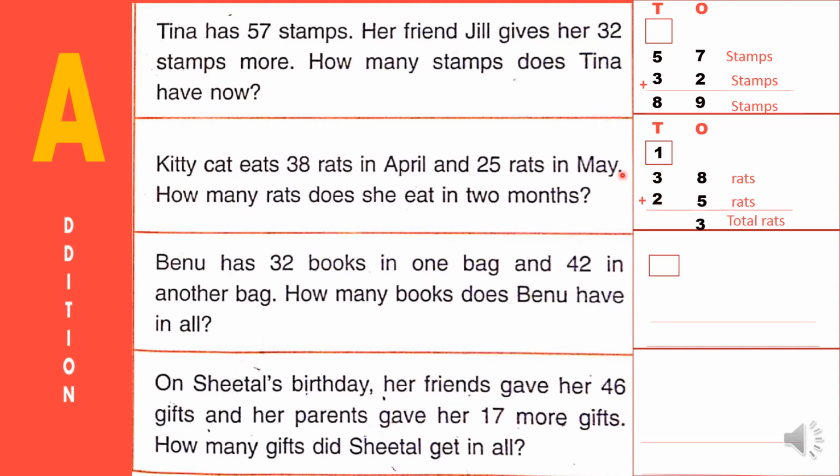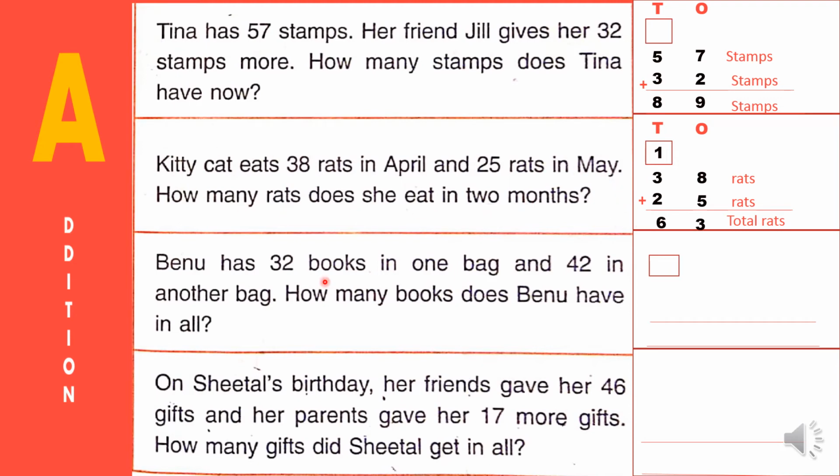Okay, 4 is in your mind, 2 is in your hand. Open 2 fingers. Okay, 4 after 5, 6. So you have to write here 6. Okay, so 63. The answer is 63. How many rats does she eat in 2 months? Kitty cat eats 63 rats in 2 months. This is the answer. Total 63 rats kitty cat eats in 2 months. Okay, so this problem is solved.